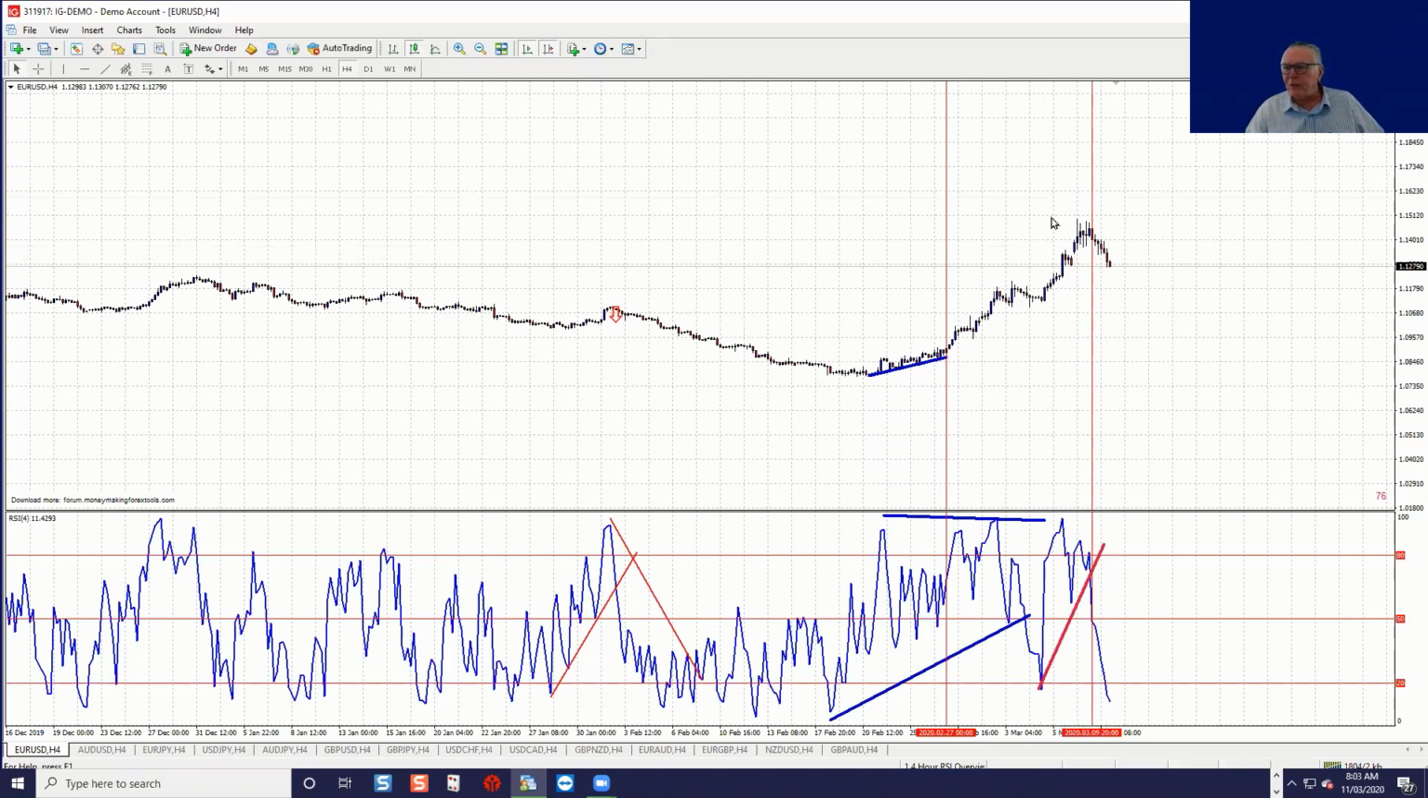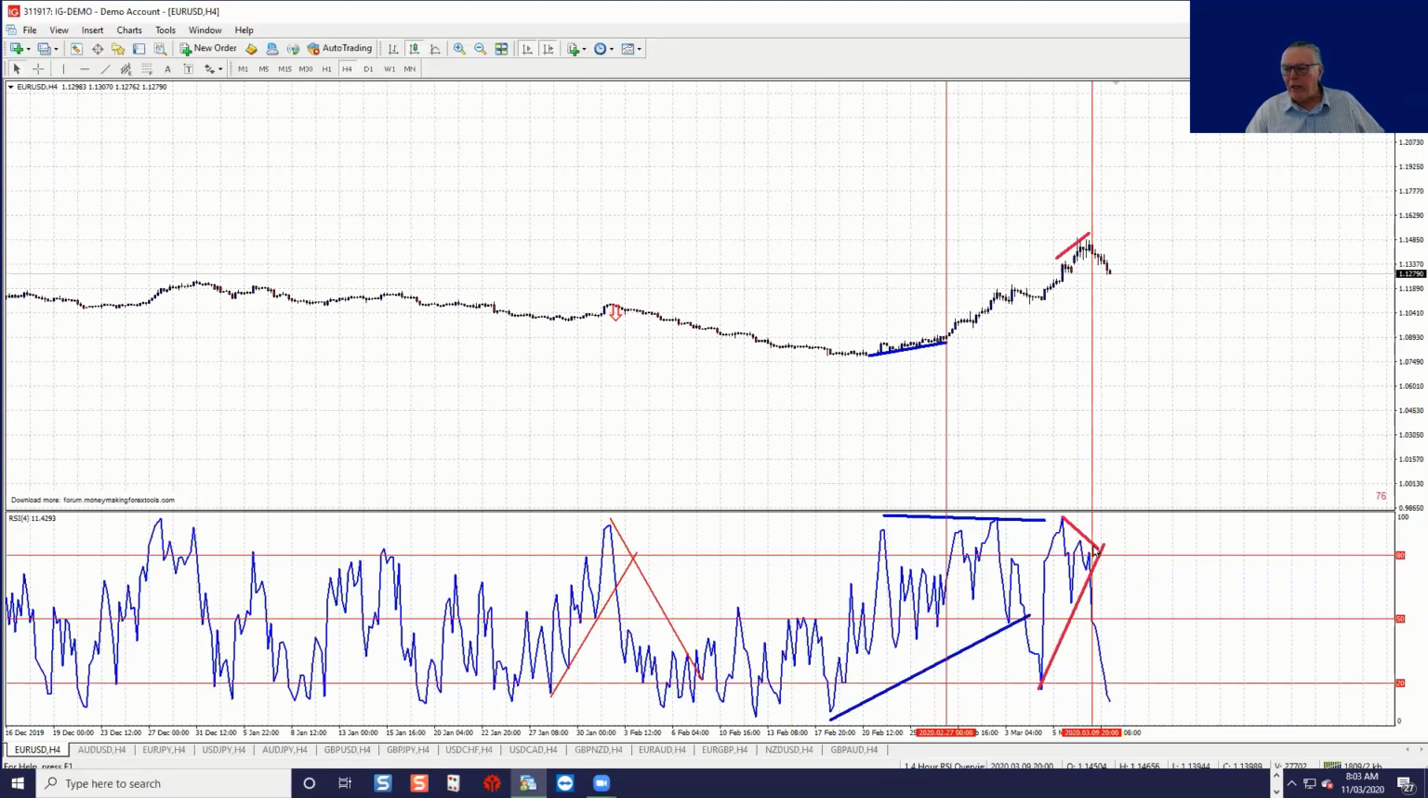Divergence is when the price, if you draw a trend line on it, goes up and the RSI goes down. For instance, here you would see the price is going up, but down at the bottom on the momentum indicator, it is going down. That's a warning of a reversal.